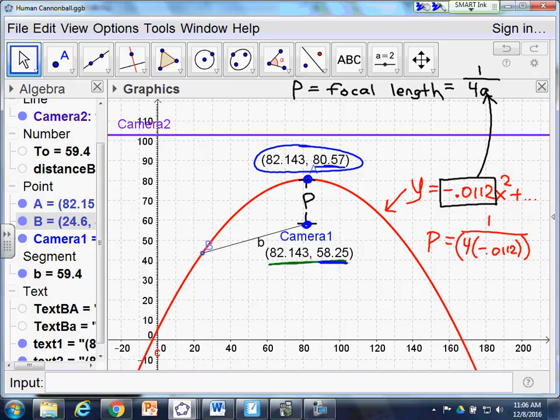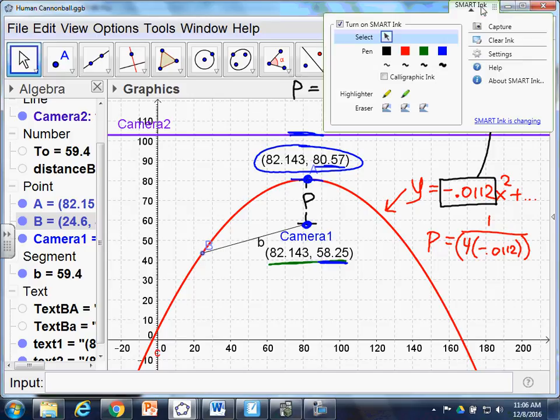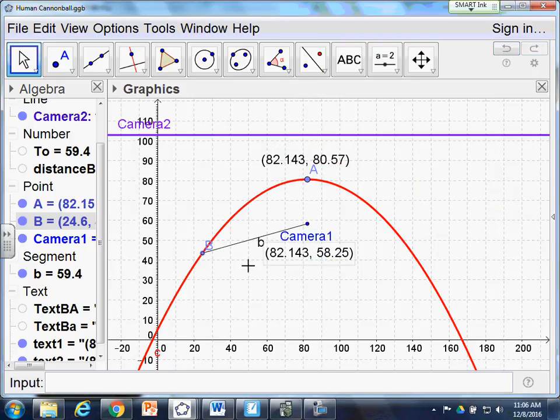That is the same distance from the vertex to the directrix straight up. These things set up the property. The definition of a parabola is the set of all points that are equidistant. Let me clear some stuff out. This point B, any point on the parabola, has a distance to camera 1, as you can see by the segment. It also has a distance straight up to camera 2. That distance is always going to equal that distance.